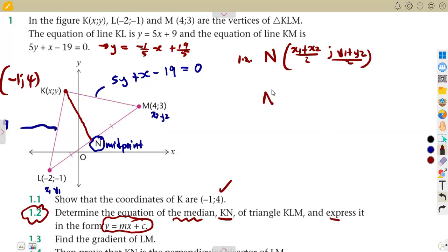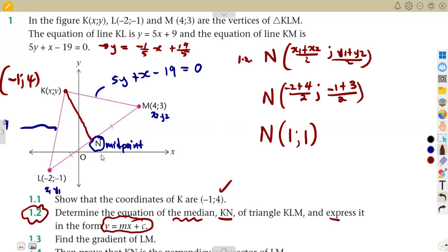So that means N can be given as x1, that is minus 2, added to x2 on this point, which is 4, over 2. Then the y value, which is minus 1, plus the y value on this point, which is 3, everything over 2. Like I said before, the way that you name these points depends on you, as long as you understand that you have the x values on their own, the y values on their own. So this gives us (1, 1) on our calculator. So that's the point N, which is our midpoint.